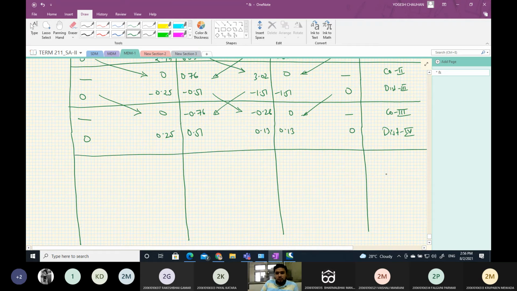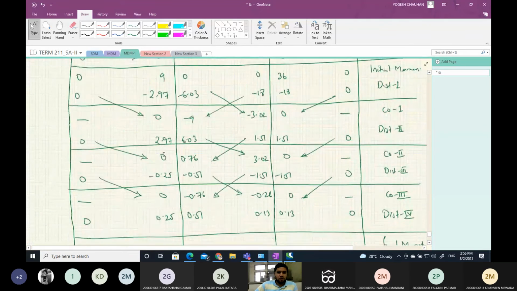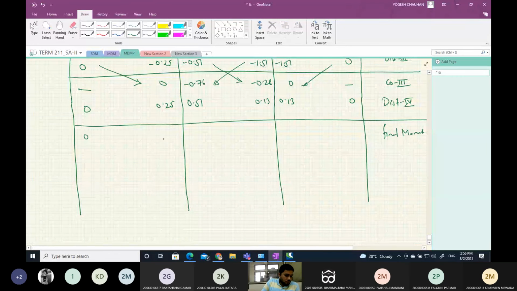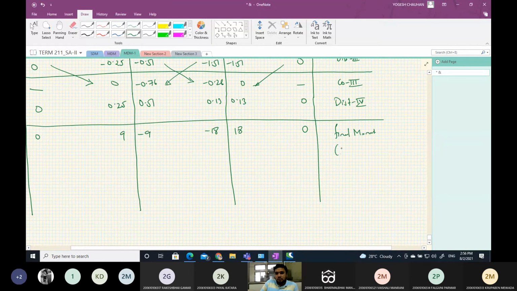So we stop here, and the final moments will be, if you take the summation of all these, you will get the final moment as 0. This is 9, minus 9, minus 18, 18, and 0. Okay, so these are the moments obtained from the sway analysis. Final moments from sway analysis.